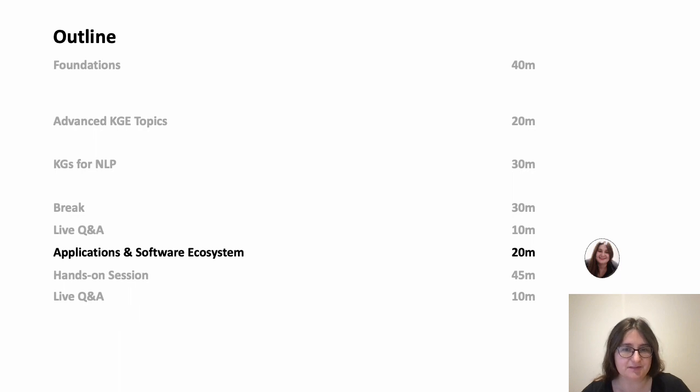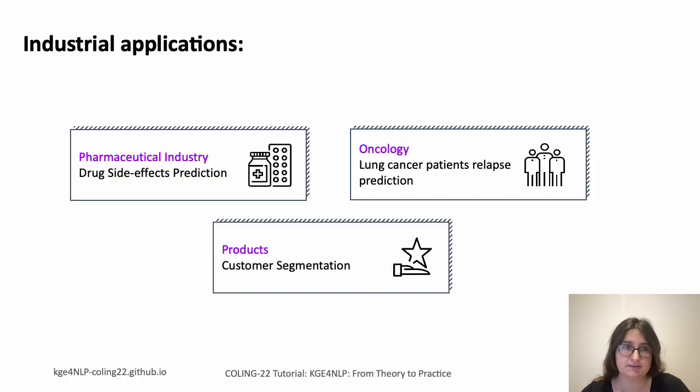Hello again. In this section, I will talk a little bit about applications and the available software ecosystem. Let's get started. Some industrial applications that we have worked on in the team include the pharmaceutical industry and predicting drug side effects. Also oncology, lung cancer patients' relapse prediction, and consumer products with customer segmentation.